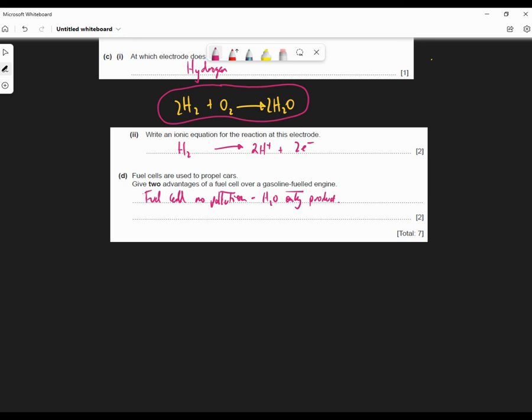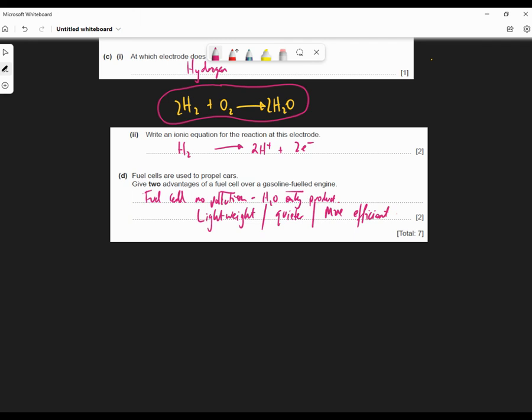Another advantage: fuel cells are lightweight. They're quieter than a normal combustion engine. And they are a lot more efficient.